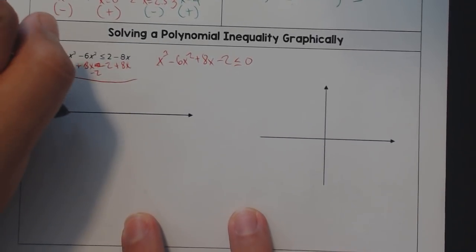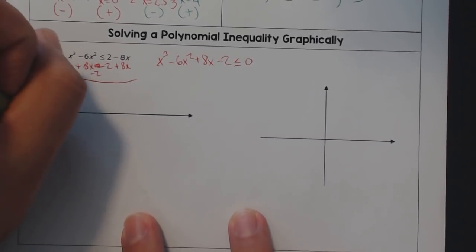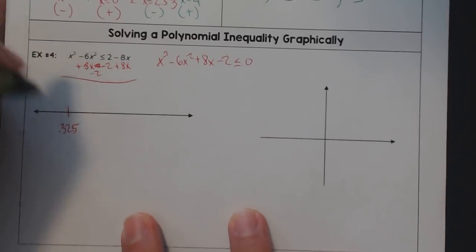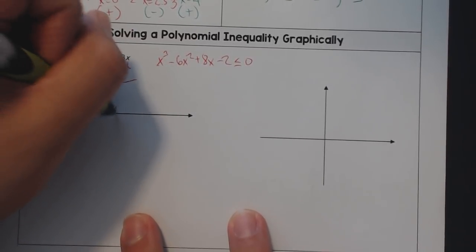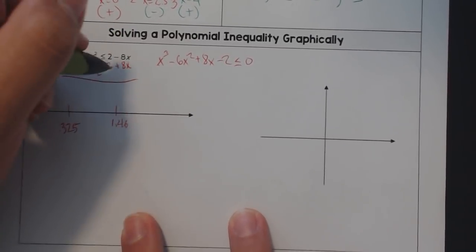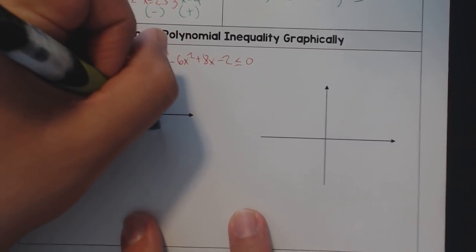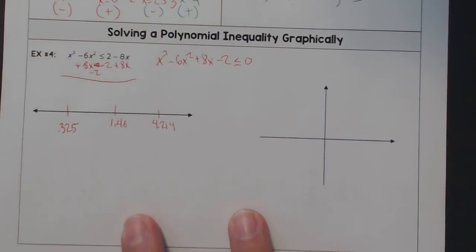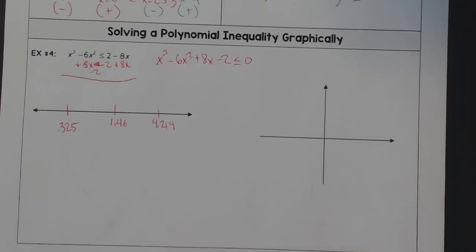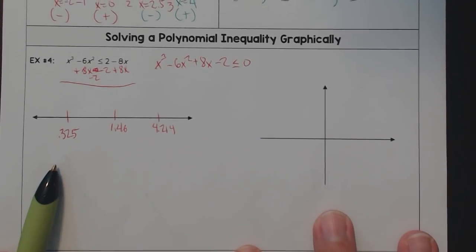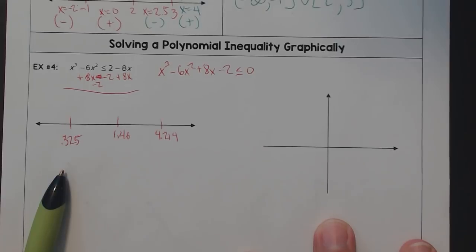And I found out that one of my zeros is 0.325. Another one is 1.46. Another one is 4.214. These are the zeros I got from the graphing calculator. And like I said, we could also go on Desmos and find those zeros as well. And if you need to, I can show you that in class, no problem.